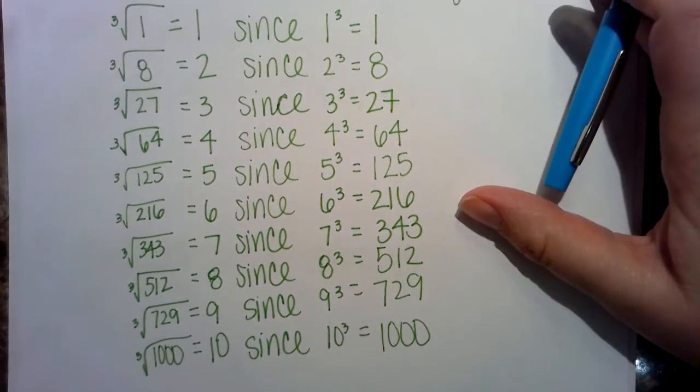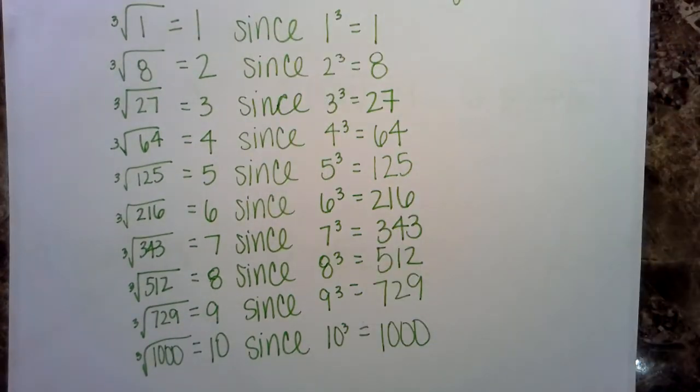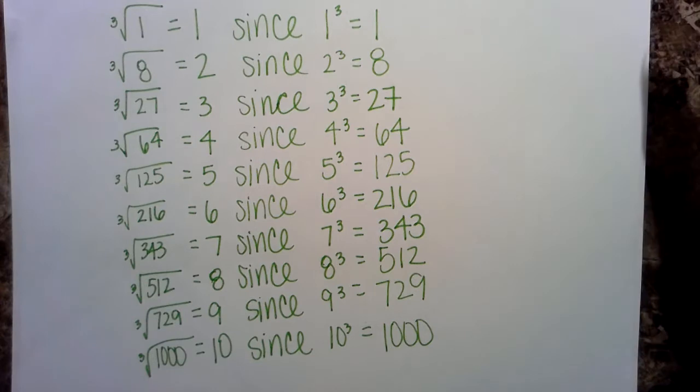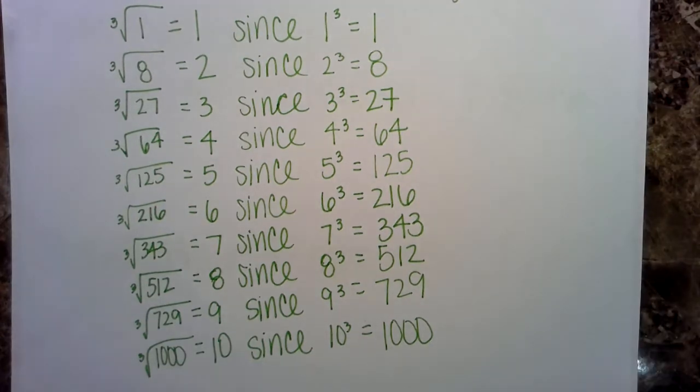I would definitely write this down, and then that will help you figure out the next questions that we're going to do. So this is different than a square root because a square root is the number multiplied by itself. So it's only twice, whereas a cube root is 3 times.